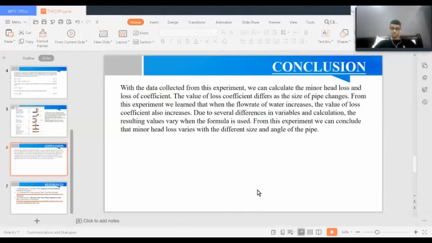From this experiment, we can conclude that minor head loss varies with the different size and angle of the pipe.